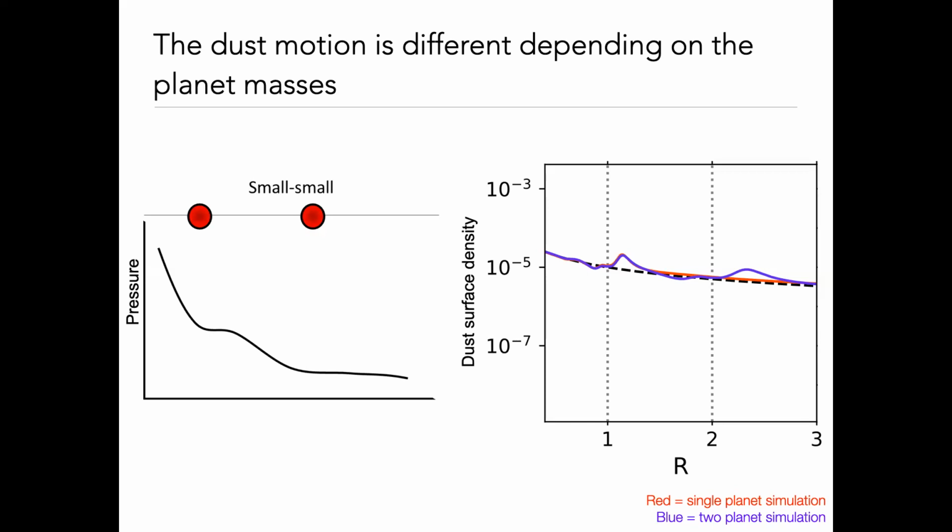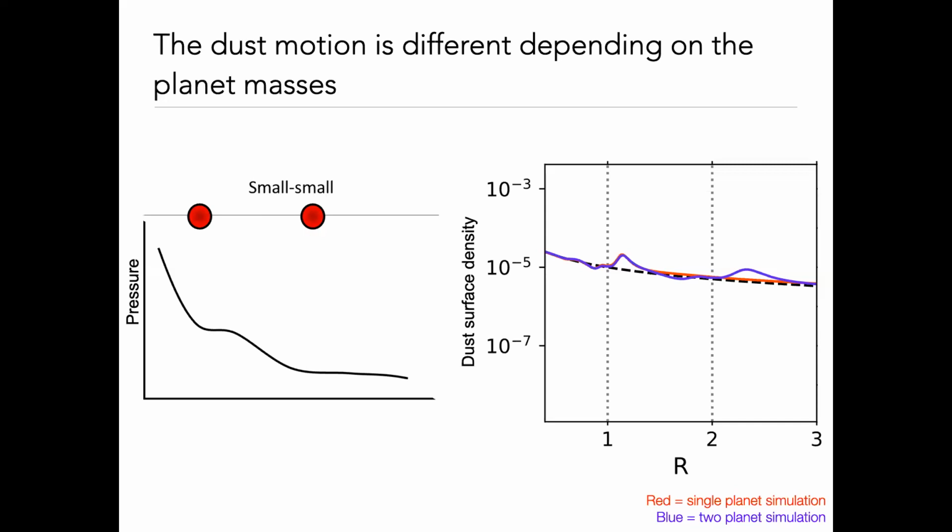Now, what we're particularly interested in is what happens to the dust collection here in between the two planets. Now, when you've got a second planet there, what you can see, looking at the blue line, is that the second planet has created a little bit of a dust trap here. It's a traffic jam, essentially.